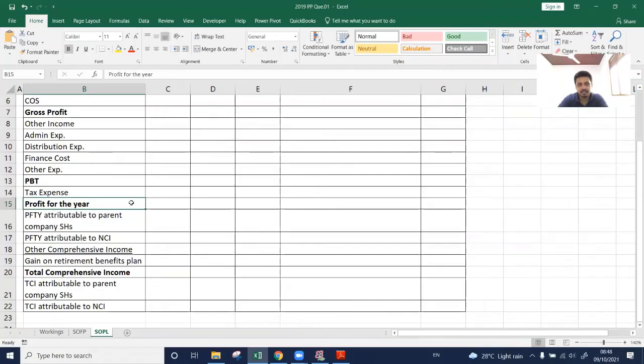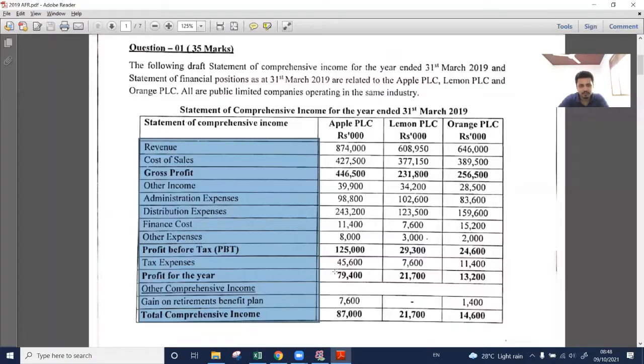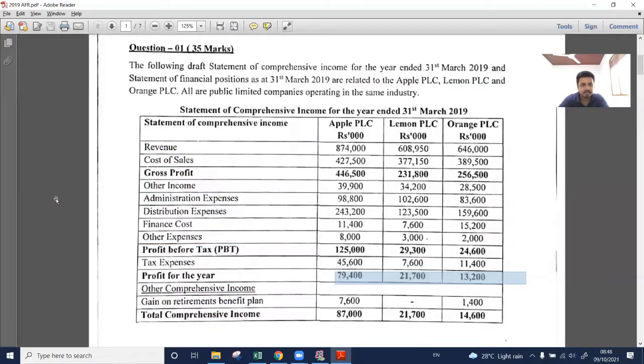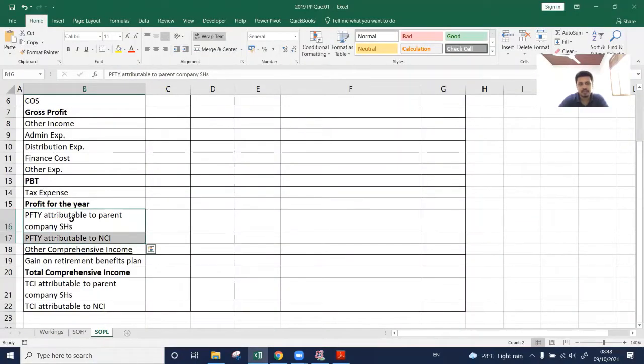the year. This profit for the year, we need to allocate between whom? Between the parent company shareholders and NCI. Profit for the year attributable to parent company shareholders and profit for the year attributable to NCI. This allocation we need to make. Why? That is the requirement in SLFRS. Group profit for the year needs to be allocated between parent company shareholders and NCI.